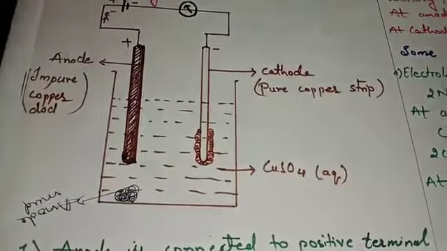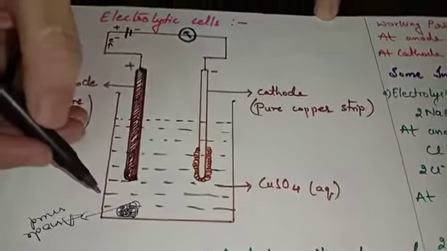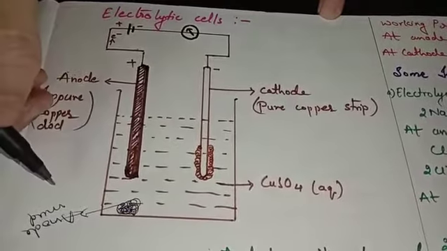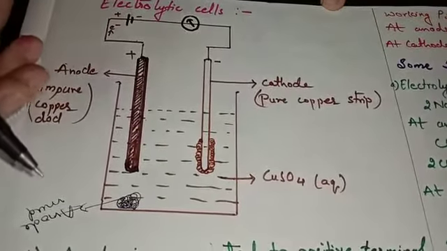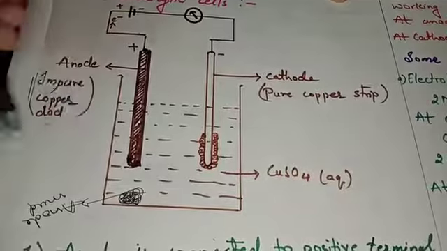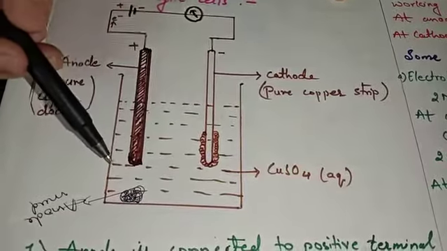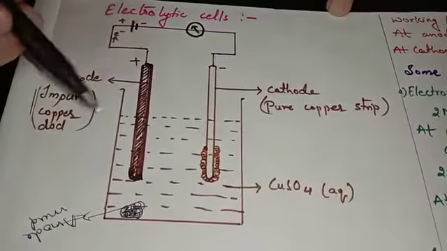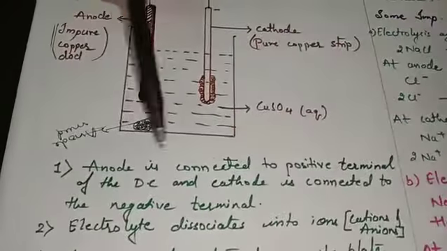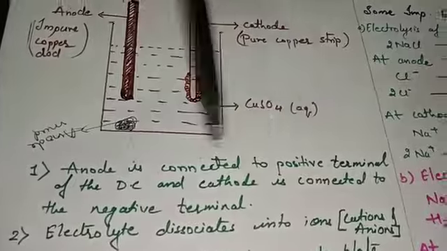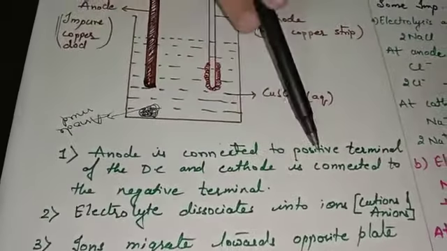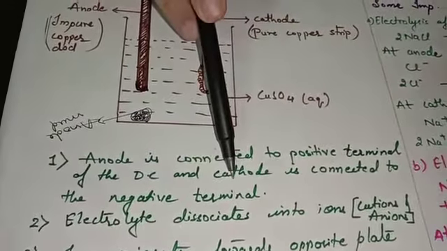And this anode mud is also very precious for us because it contains trace amounts of precious metals like gold, silver, platinum, etc. Now if I am going to study the working principle of the electrolytic cell, the first thing that we are going to keep in our mind is that anode is connected to the positive terminal of the battery, whereas cathode is connected to the negative terminal of the battery. First point.